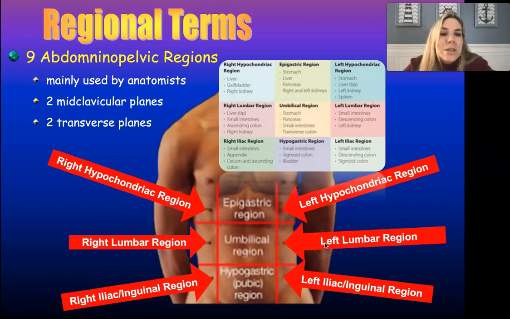Left lumbar region is to the left of the umbilical region. That's going to have part of the small intestines, descending colon, and left kidney. And finally, we have the left iliac or left inguinal region, and that's going to have also part of the small intestines, descending colon, and the sigmoid colon. So it's pretty easy to learn the terms of these 9 regions.